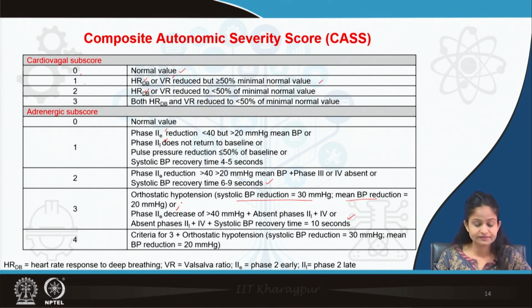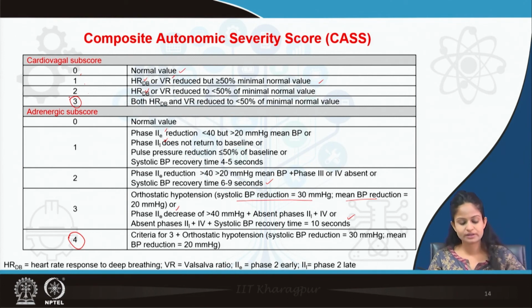So, this usually gives the scores of 0, 1, 2, 3, 4. So, here in adrenergic the highest abnormal score is 4, the highest abnormal score in cardiovagal subscore is 3. So, this gives the total score of 7.